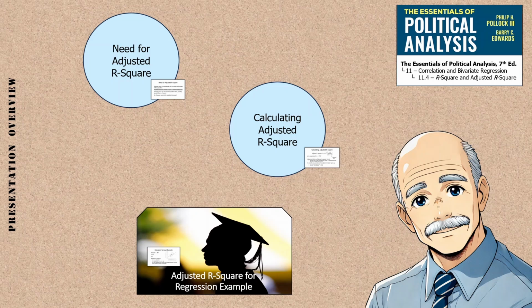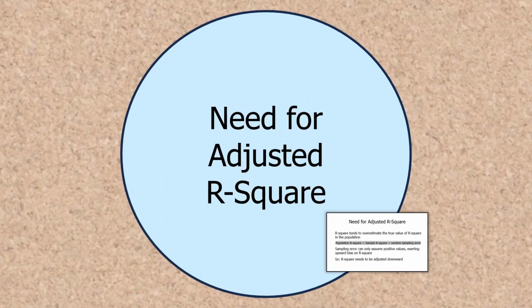In this screencast, I'd like to discuss adjusted R-square. Most research articles that you read report a conservative version of R-square, adjusted R-square, which is often close to regular R-square, but it's always less than regular R-square. Why do we need to adjust R-square?